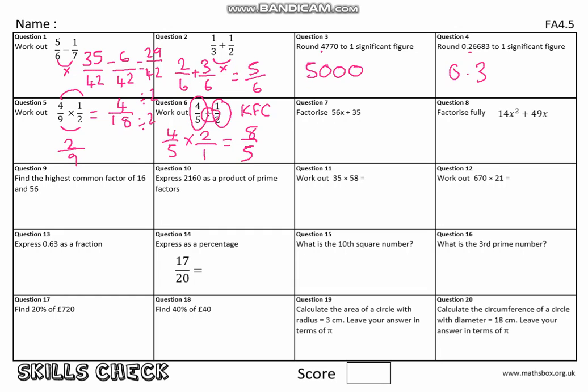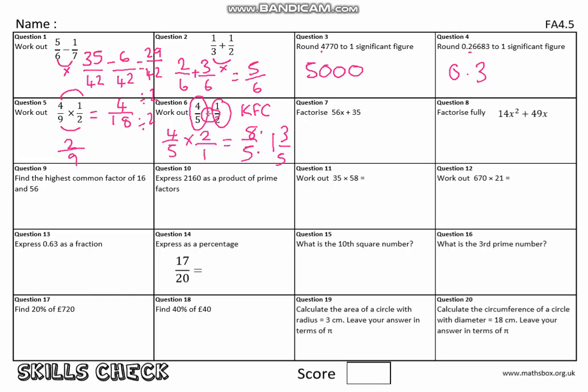Now that is a top-heavy fraction, and I'm not overly keen on those, so if I wanted to make it into a mixed number, I would ask myself how many of the bottom number went into the top number. Well, 5 fits into 8 once, with 3 left over. So my actual answer would be 1, and then 3 over 5.